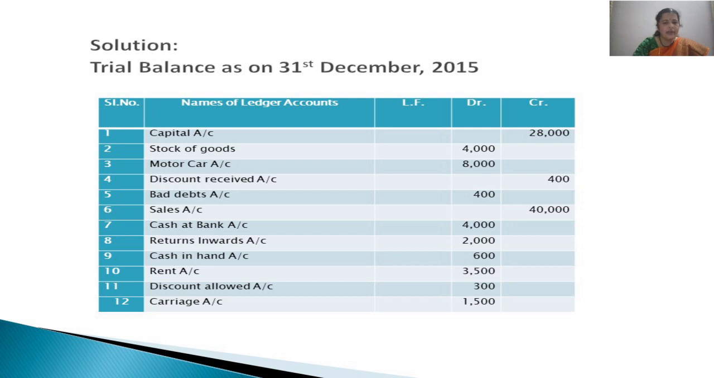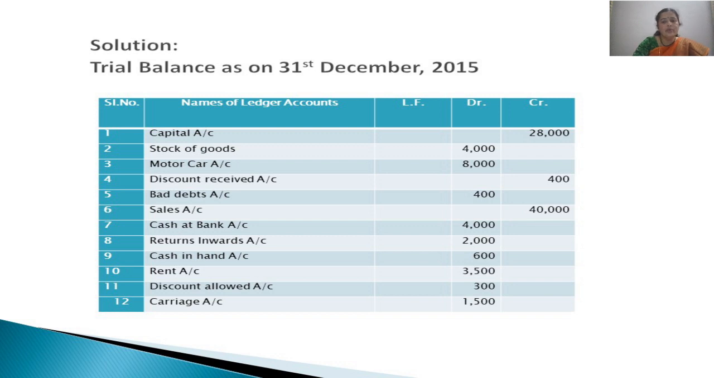So cash at bank. Then returns inwards. Yes, returns inwards means goods, in simple words, sales returns. See, if it is sales, in the sixth item, it is written on the credit side, right? And I have explained why it has to be on the credit side. And sales returns means whatever goods we have sold, a part of it has been returned to us. They sent it back to us, means goods are coming in.